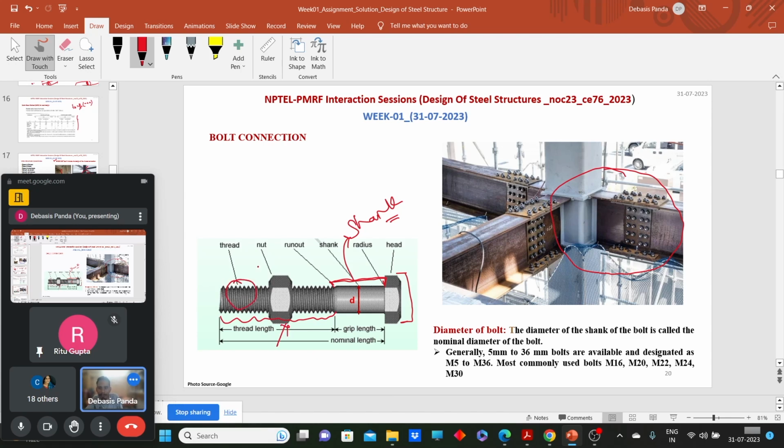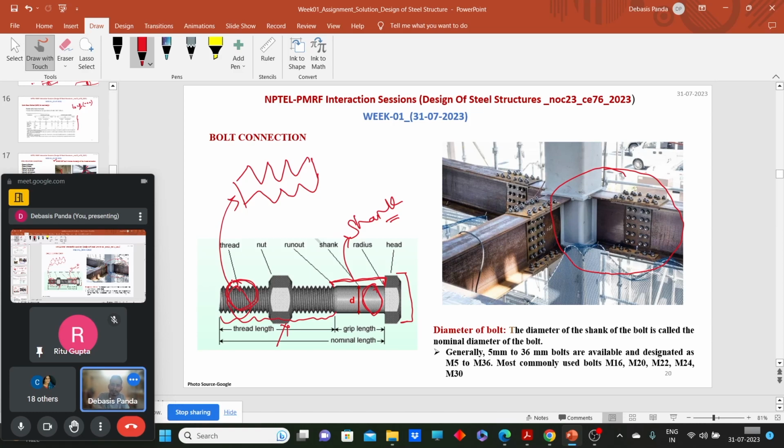If we zoom into that portion, what can we see? This section is like this. There are threads. Why are these threads required? These threads are required to accommodate the nut. So basically a bolt has two portions. In a rivet we don't have that threaded part, but here we have the threaded part. So we have two different diameters. Here the diameter is different, and here it is different. More precisely, here the cross section will be different, and here the cross section will be different.